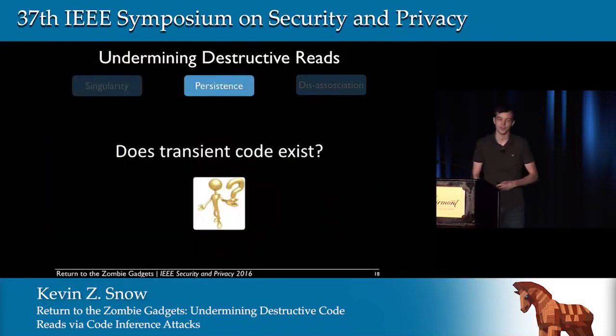The second question we asked, or the second implicit assumption, is code persistence. So we asked the question, does transient code exist in application memory over time?